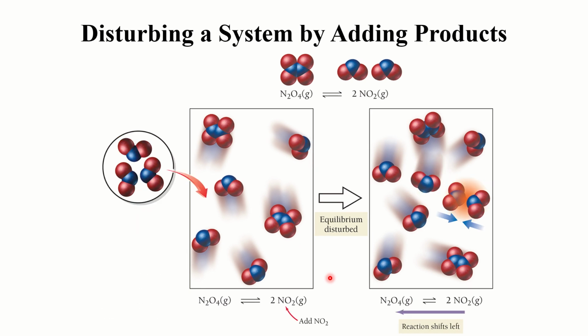What if we do the reverse? What if we take our equilibrium and we add some extra NO2, so we add some extra product into the mix here? By adding the extra NO2, we've thrown off our ratio. There's too much NO2. Those extra NO2 molecules will begin colliding, as shown here, and they'll form more N2O4. So when you add extra product, when you add something to the right side, the reaction shifts left in response.